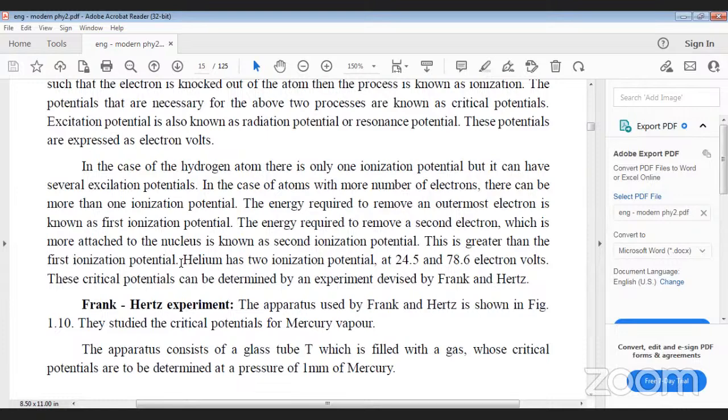For example, the helium atom has two ionization potentials: one is 24.5 electron volts, and another is 78.6 electron volts. These critical potentials can be determined experimentally by the Frank and Hertz experiment.